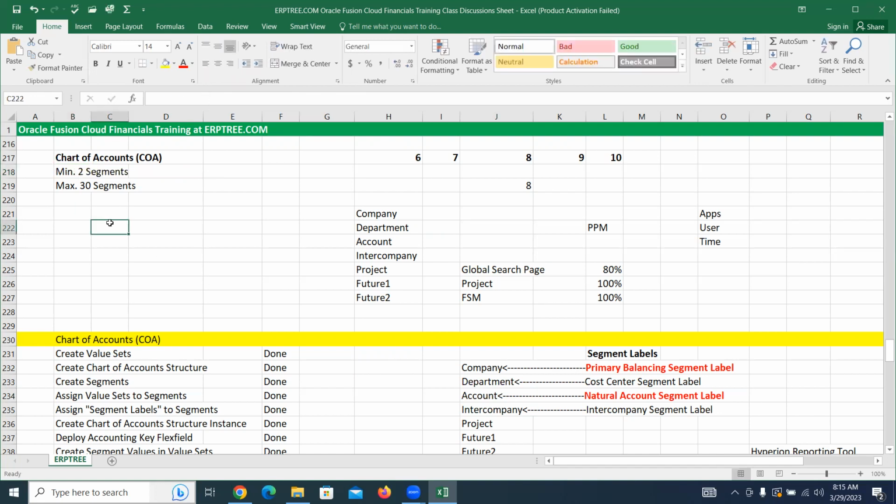So in the chart of accounts, two segments are mandatory. What are those? Balancing segment and natural account segment. Now I'll ask one question. Which segment is the balancing segment in the chart of accounts?